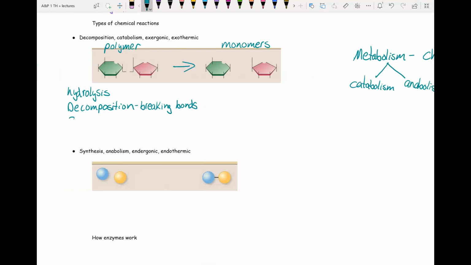So when we use the word catabolism, it again means breaking down. It's a type of decomposition. And in context of the body, like we talk a lot about protein catabolism, it means you're breaking down proteins to get amino acids.